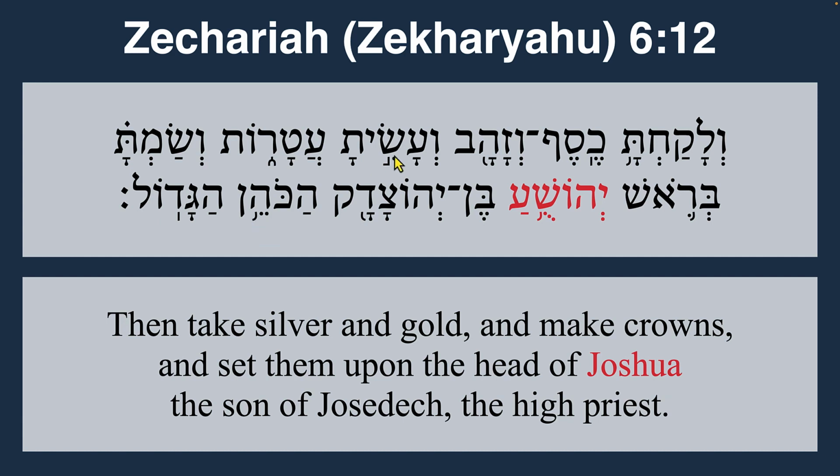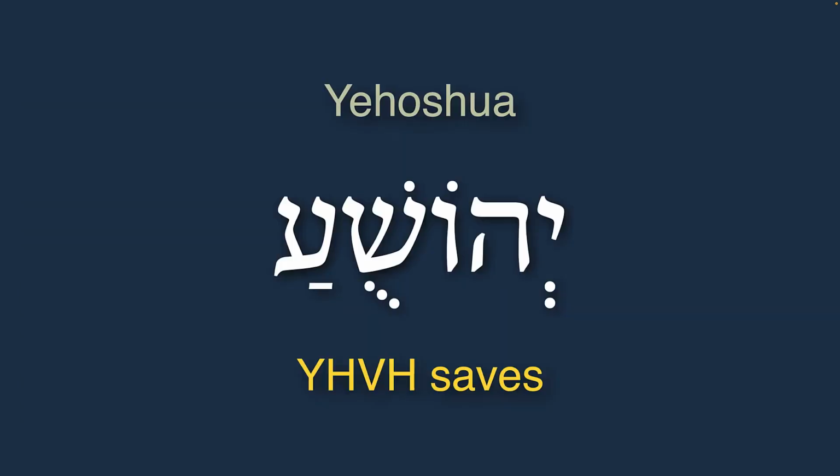So these cantillation symbols have multiple purposes. One of the purposes is the stress. So you can find them in every word. Right, so Yehoshua ben Yehotzadak, HaKohen Hagadol, high priest. So this word Yehoshua means Jehovah saves.